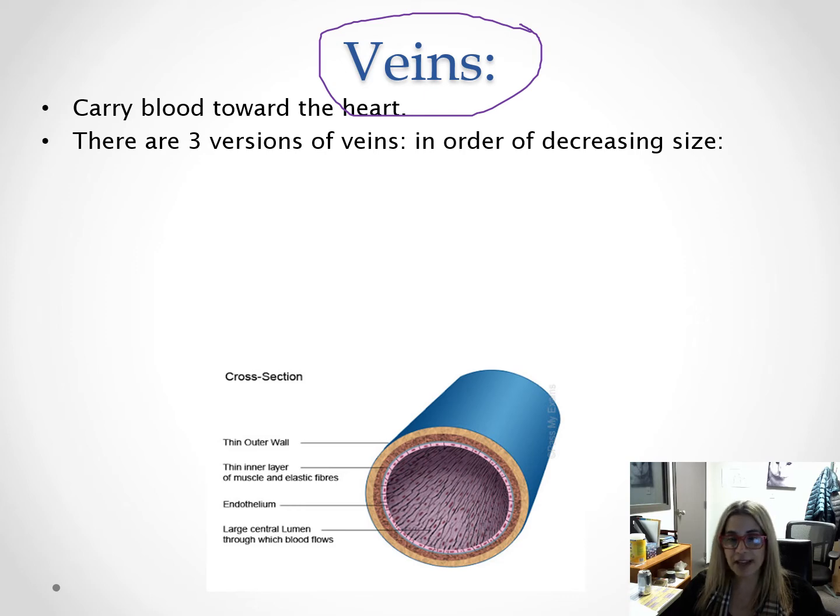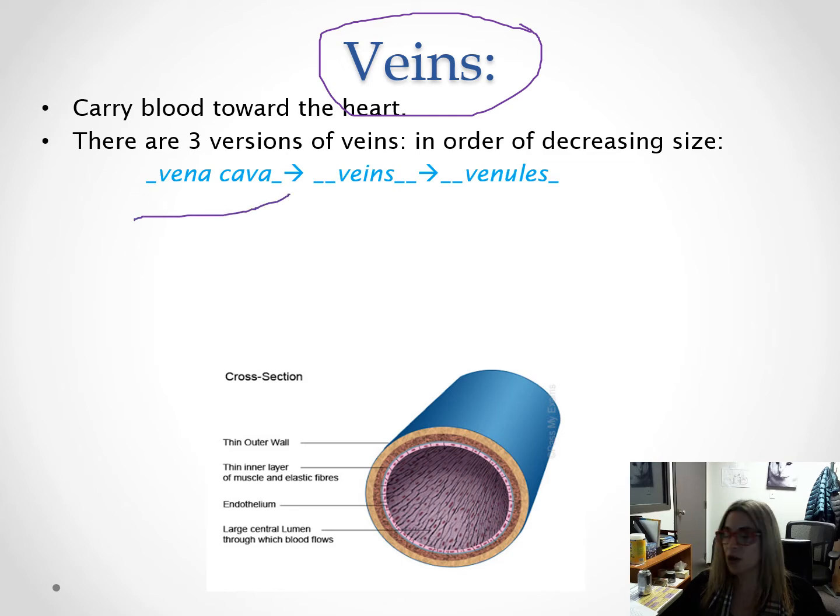There are three versions of veins. Just like with the arteries, we had the aorta being the largest, then we had arteries like the femoral, like the carotid, etc., and then we had the arterioles, going from largest to smallest. With veins, we have the same thing. As you already know, our vena cava is our largest vein. Then we go into veins, and then we narrow down into the smallest version of veins, which are venules, okay? So vena cava being the largest, veins, like you can think of the jugular vein, which is in the neck. So you have the carotid artery in there, you have the jugular vein, and then we have venules, which is the most narrow of the three versions.